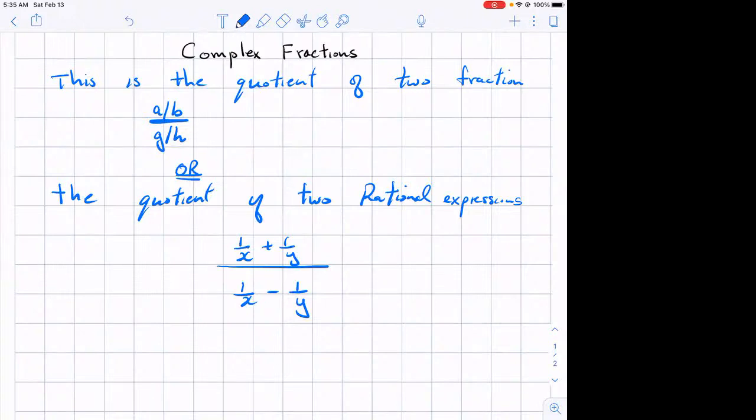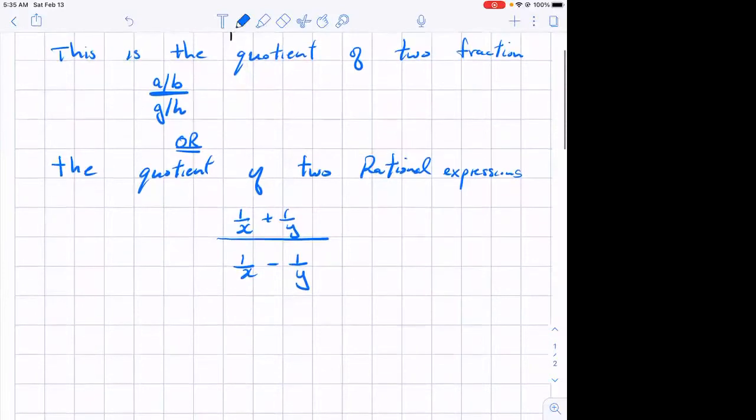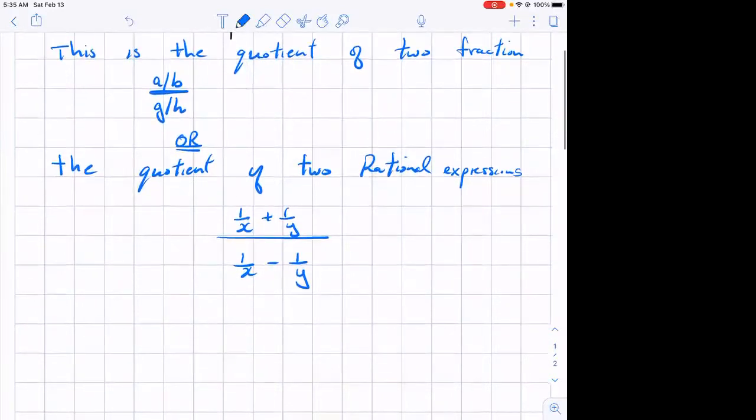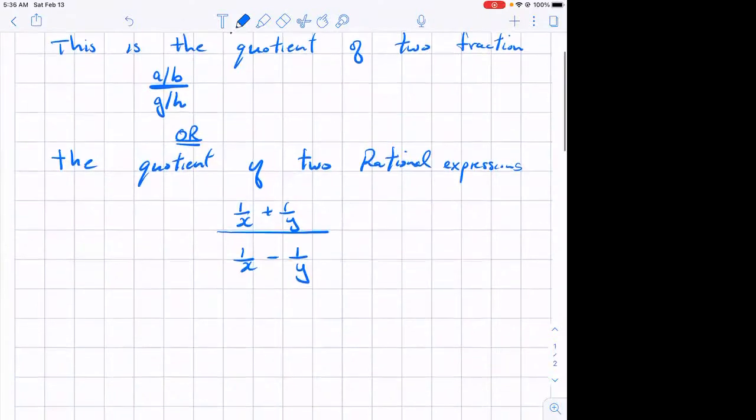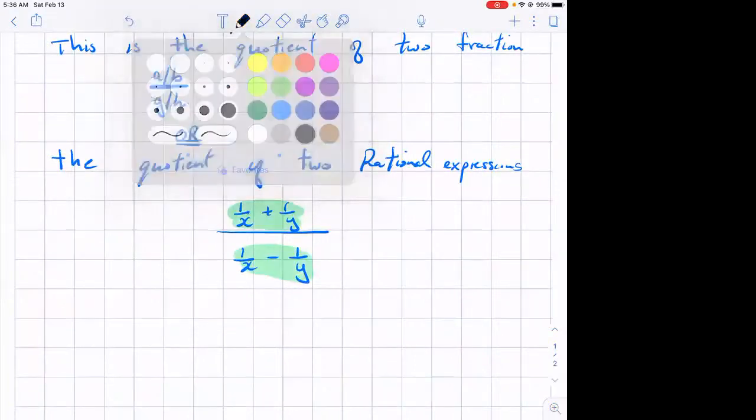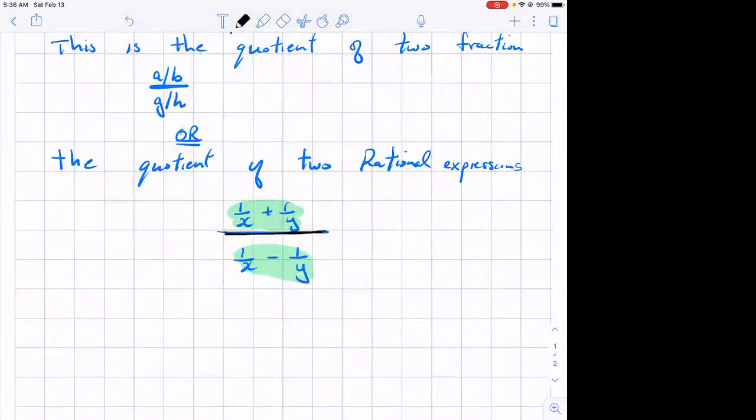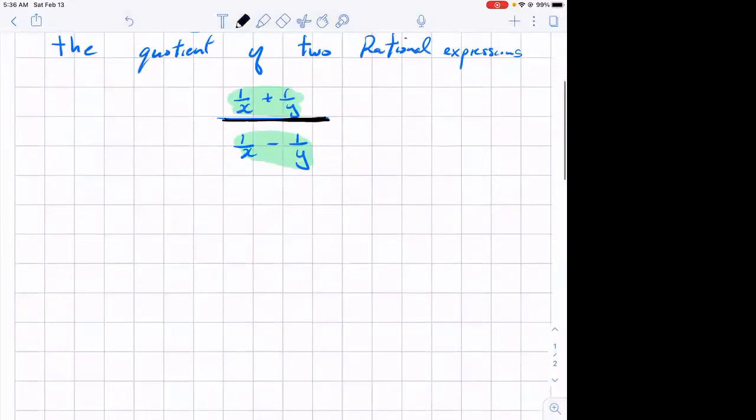Now, you know how to divide or multiply or add any fraction or rational expression. Okay, if you're given this numerator by itself, you know how to add that. Or if you're given this denominator by itself, you know how to subtract that. And after you finish simplifying the numerator or the denominator, then you know how to divide. So this is just a process that we have to go through here in simplifying complex fractions. So let's look at an example.